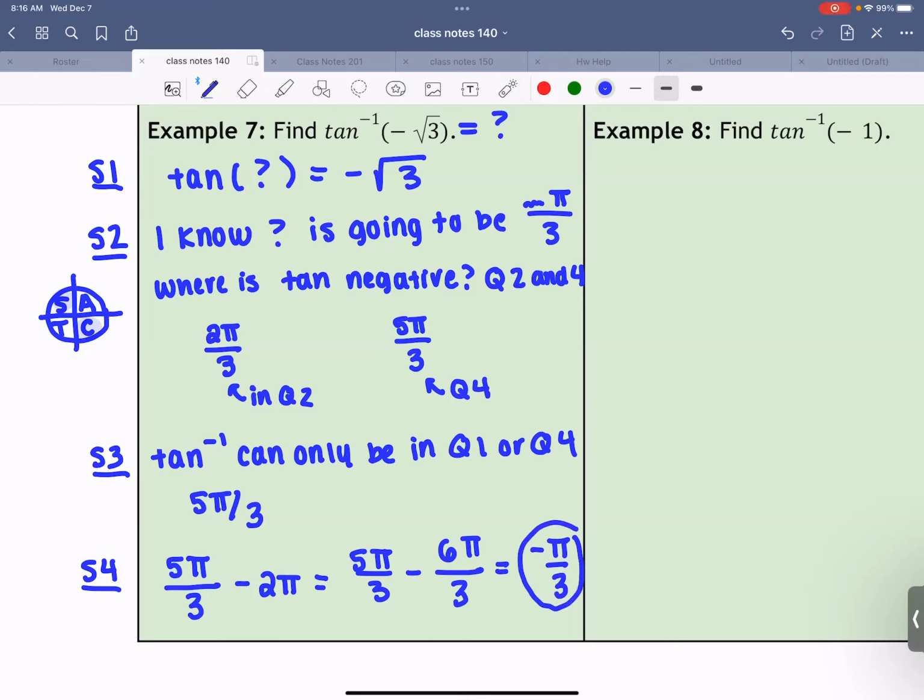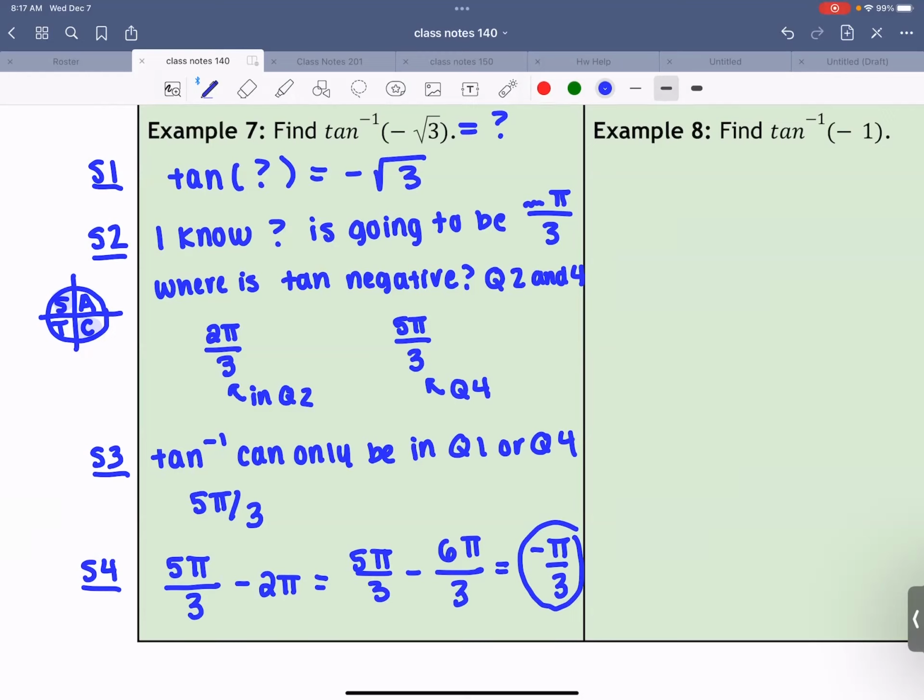I know that some of you can do this in your head, and that's totally fine. If you can do this in your head, go ahead and do it. This is how I go about thinking about tangent questions. It sounds like a lot, but it's not too bad.